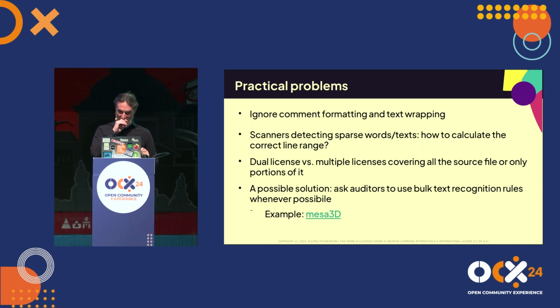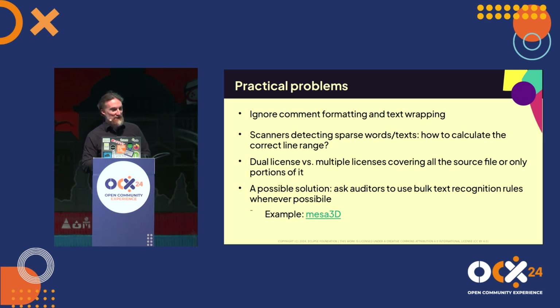We had some practical problems. We needed a way to filter the text in order to ignore comment formatting and text wrapping. We have some scanners in Fossology that do not detect whole text, but single words. And we needed to calculate the correct line range. We needed to decide how to handle dual license cases versus multiple licenses covering all the source file or only a portion of it. There are three completely different cases. In one case, you can choose between two licenses. In another case, you have multiple licenses covering the whole code. In the third case, you have multiple licenses covering different parts of the same source file.